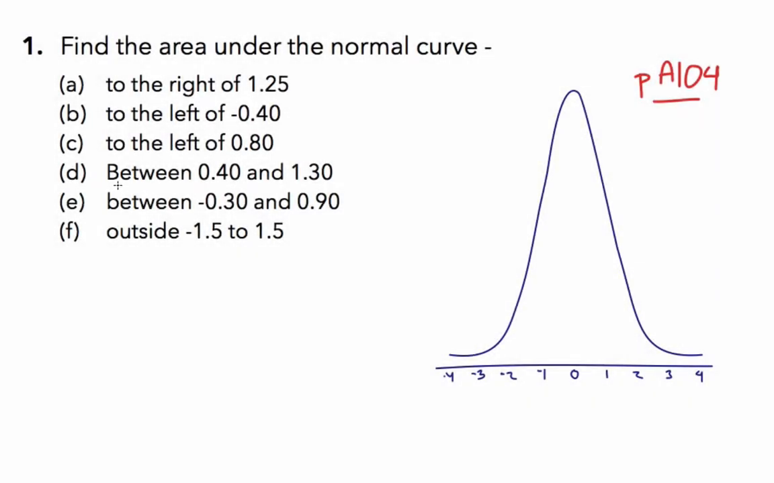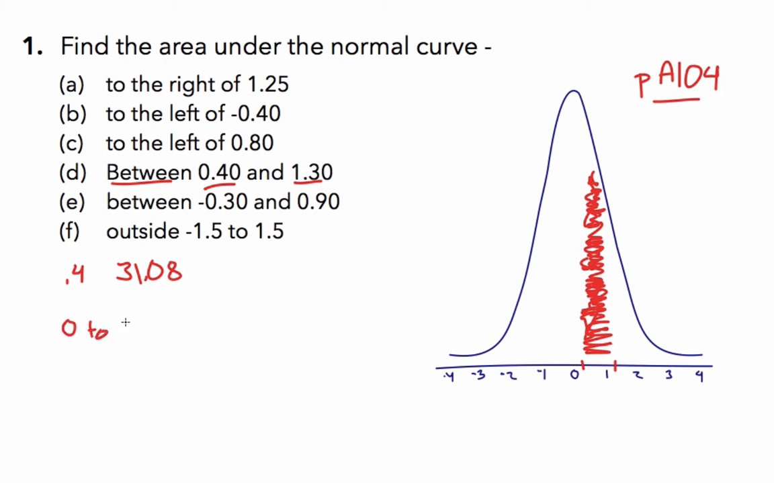Part D is slightly more complex. Now we have two parameters. Our area should be between 0.4 and 1.3. The area we need to solve for is pretty narrow and can't be as easily identified on the table. We'll start by finding the area associated with 0.4, which is 31.08. Remember that this covers the area between negative 0.4 and positive 0.4. So to get the area between 0 and 0.4, we need to divide this value in 2, which is 15.5%.